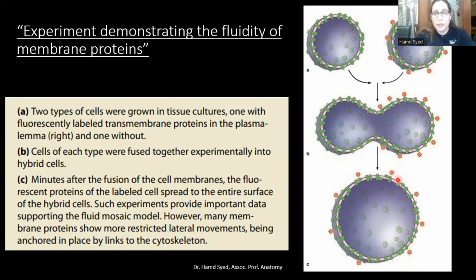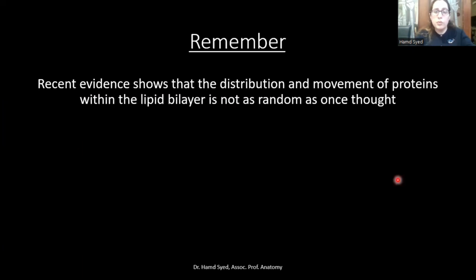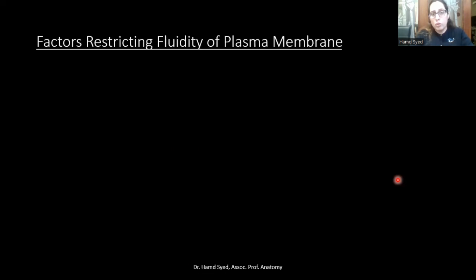This shows that the plasma membrane is not a static structure, but the proteins and the constituents within this plasma membrane, they are moving, and they're not static. So we should also keep in mind that these movements do have some restrictions. And the recent evidence in research has shown that the movements of proteins in the plasma membrane is not so random, but it is restricted.